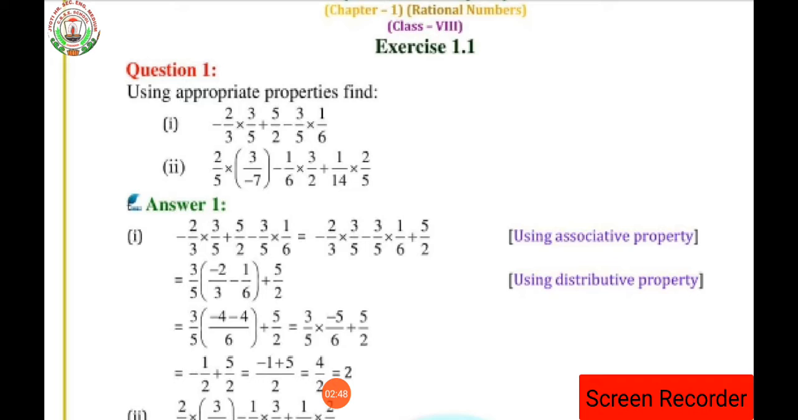Okay, so we are not going to see the properties in detail. Directly we will have a revision of exercise 1.1. Here in this question they said that using appropriate property, find the value of the numbers. So you have to use the appropriate property in order to find it, isn't it? So what we have to do over here is use the appropriate property.